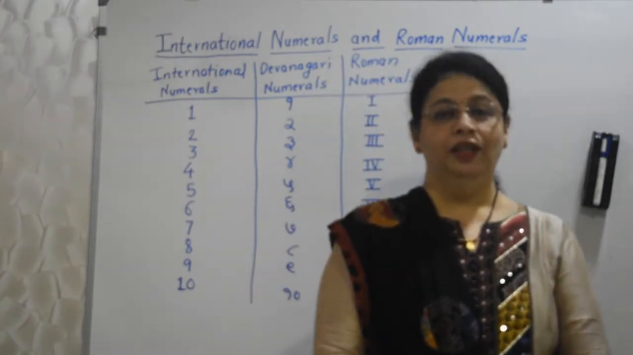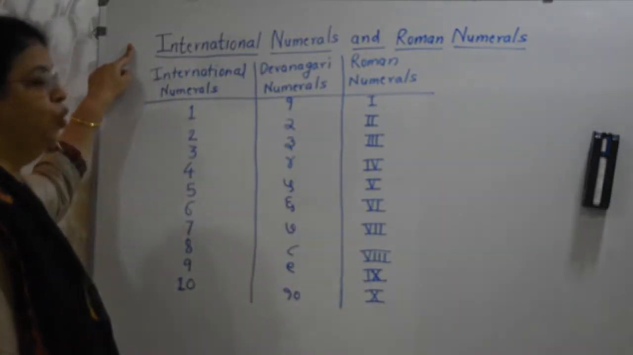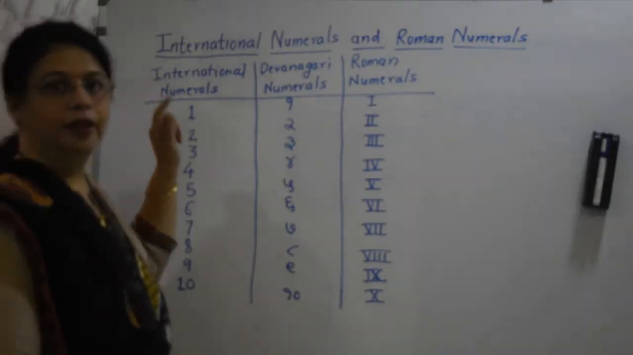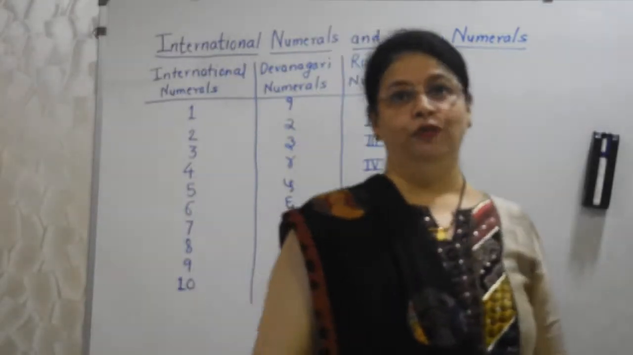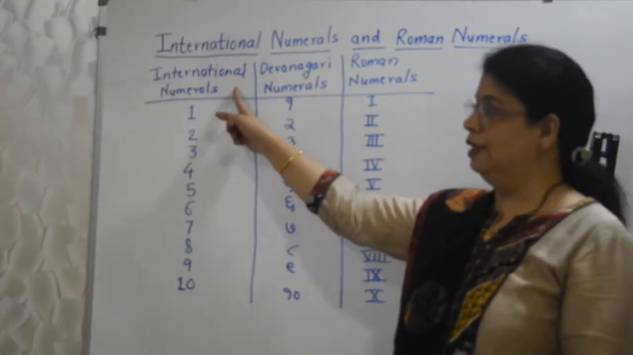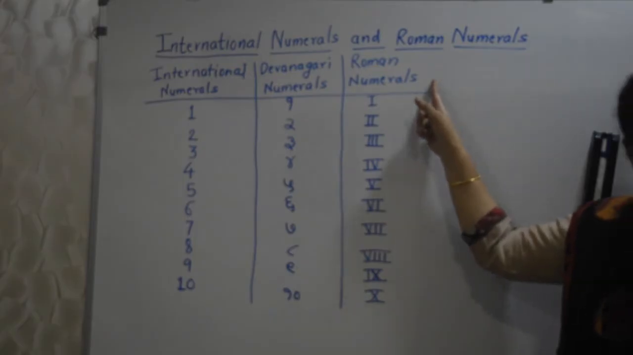Today we will be learning the very first chapter. The name of the chapter is International Numerals and Roman Numerals. See, actually in this topic there are three types of numerals which we need to study. They are International Numerals, Devanagari Numerals and Roman Numerals.